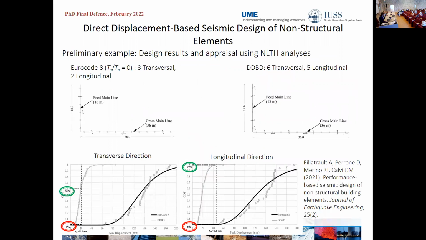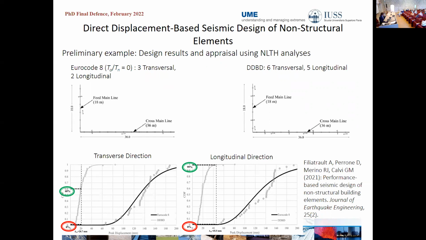We also compared this preliminary example with the results from Eurocode 8. Since the force-based design procedure requires an assumption of the period of the non-structural element, we assumed that the ratio of the period of the non-structural element to the fundamental period of the structure was equal to 0. And we compared it to the direct displacement-based design procedure. For Eurocode 8, the final design had 3 transversal supports in total throughout the pipeline and 2 longitudinal supports, while for the direct displacement-based design, we had 6 transversal supports and 5 longitudinal supports.